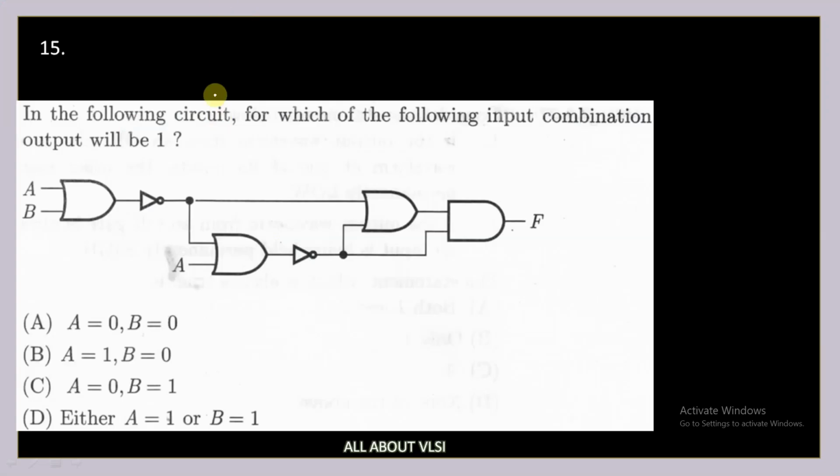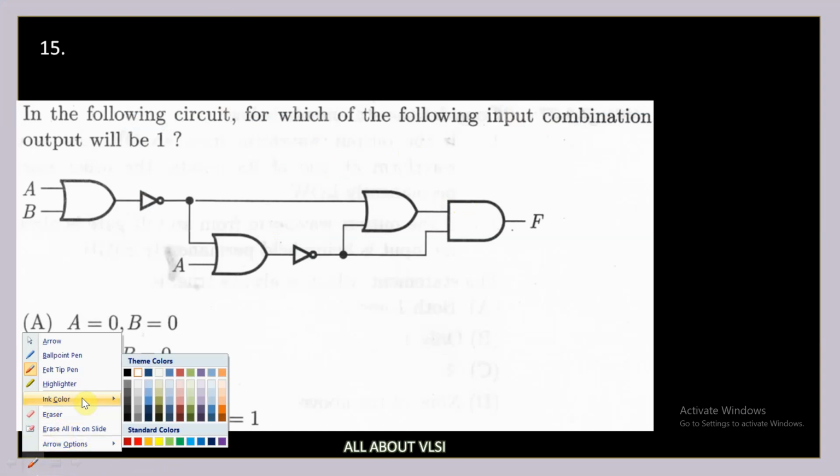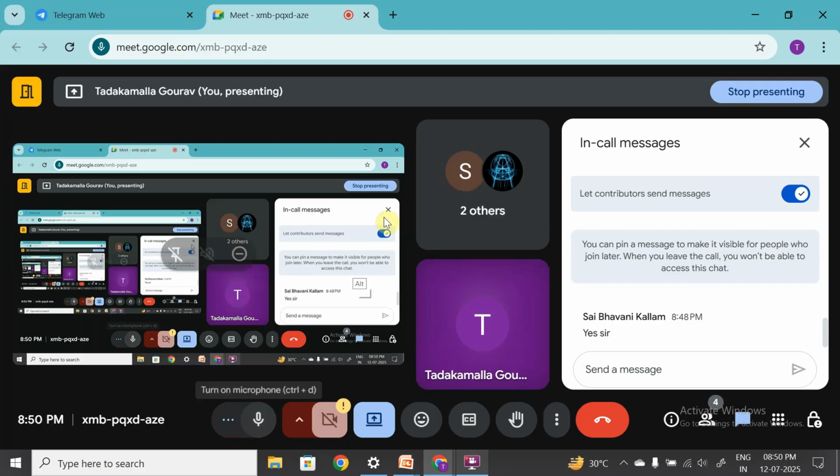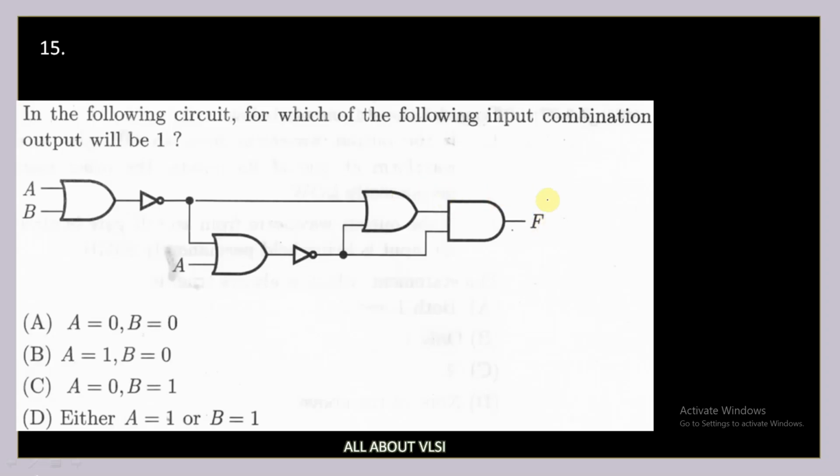Now, in the following circuit, for which of the following input combinations the output is 1? So we need to find for which combination of inputs your output is becoming 1. Try this one and let me know. I will also try this parallelly. So we need f equal to 1. For the output of your AND gate to become 1, what should be your inputs? It should be 1 and 1.